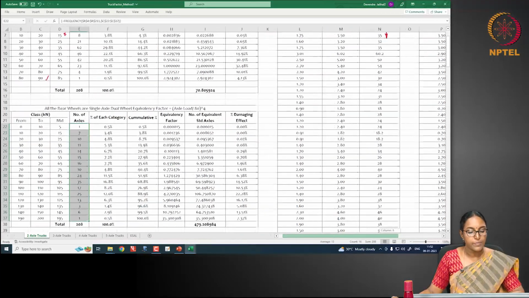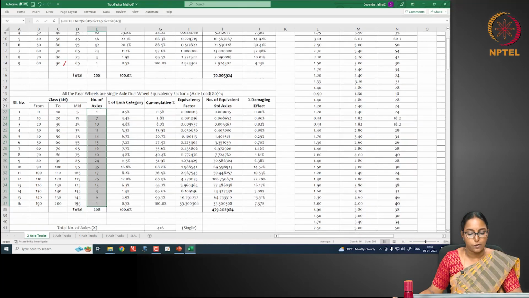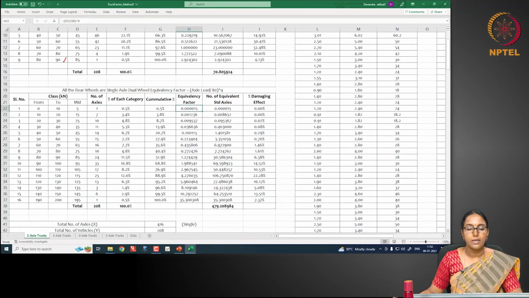This is the data there. And then you see the percentage of each category and its cumulative percentage also marked here. Now you get the equivalency factor.